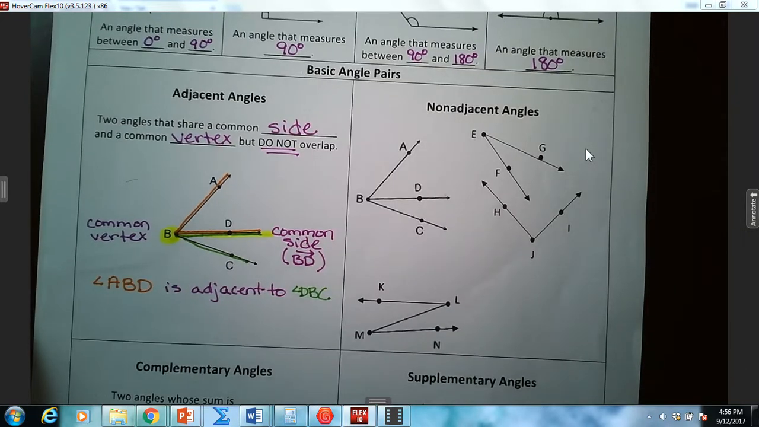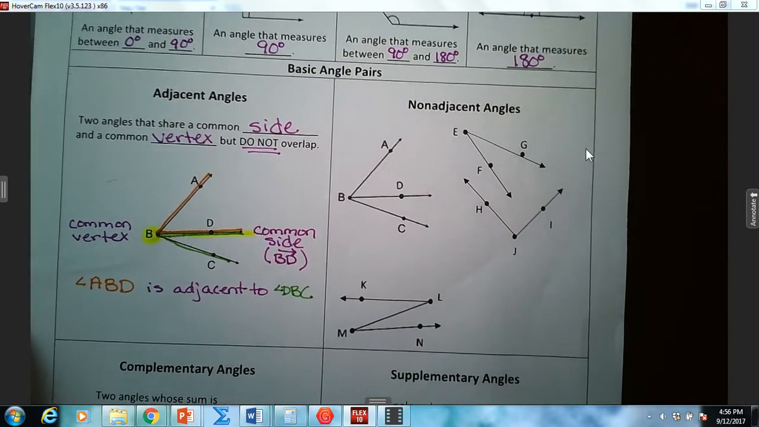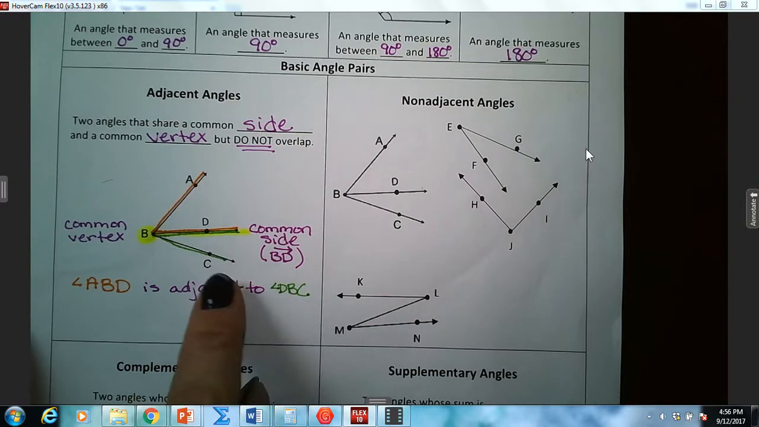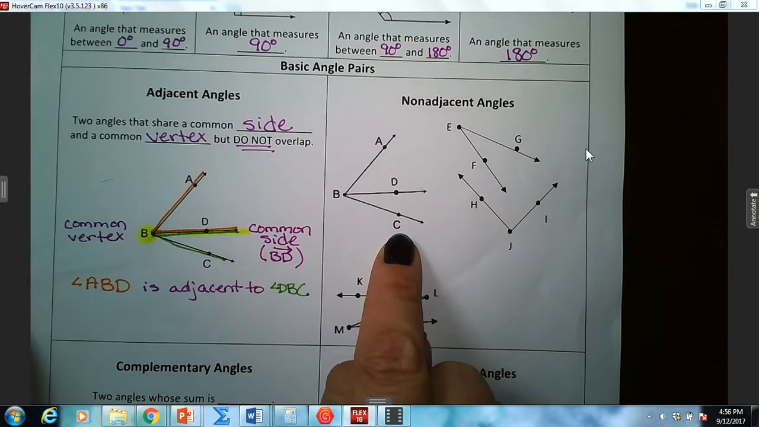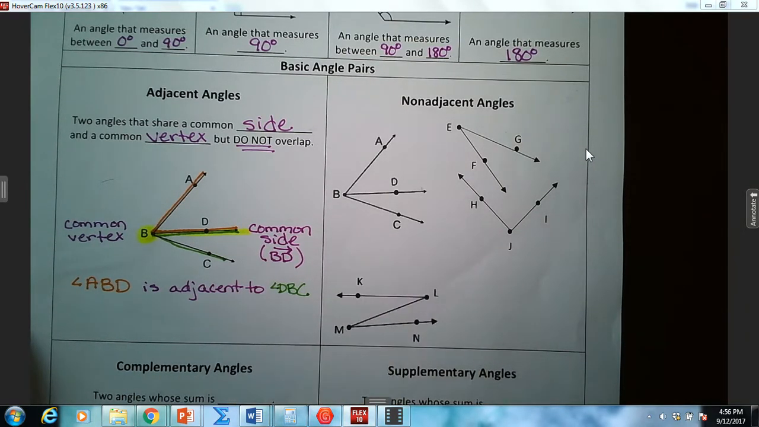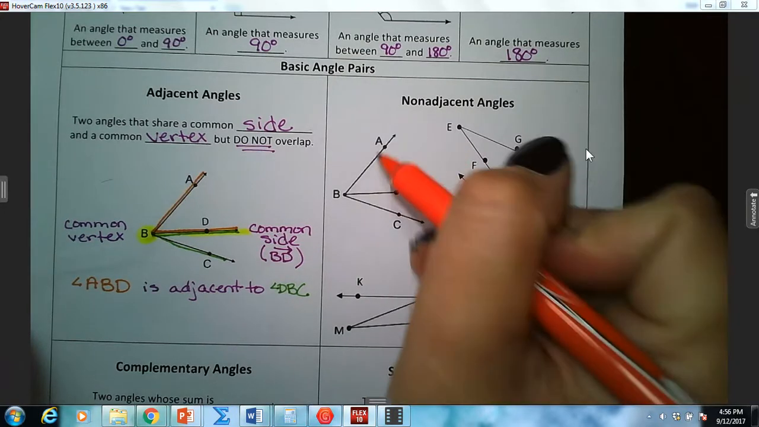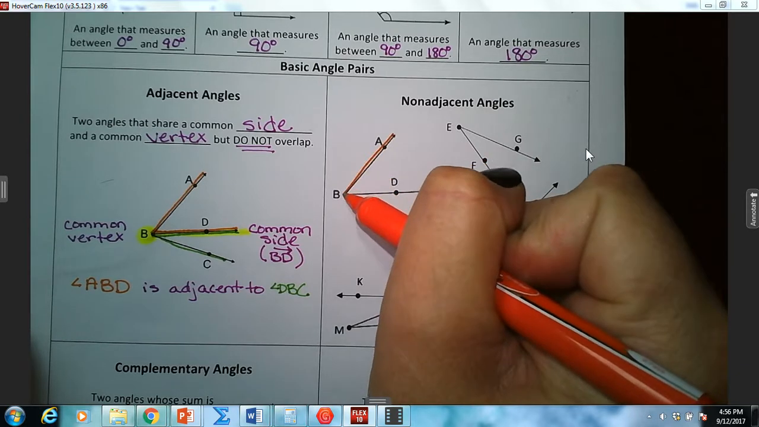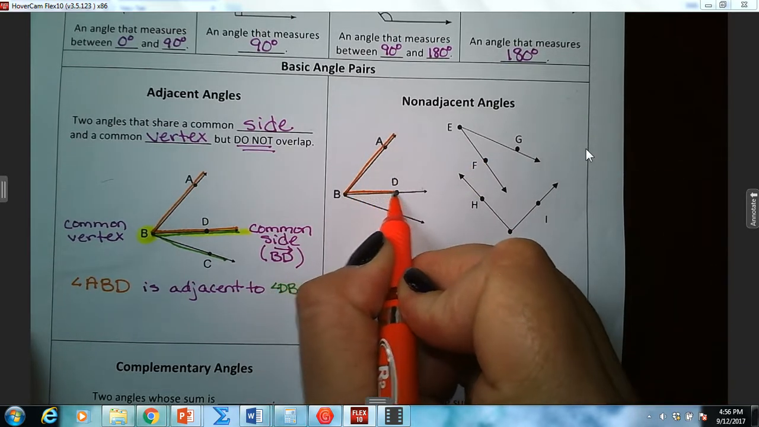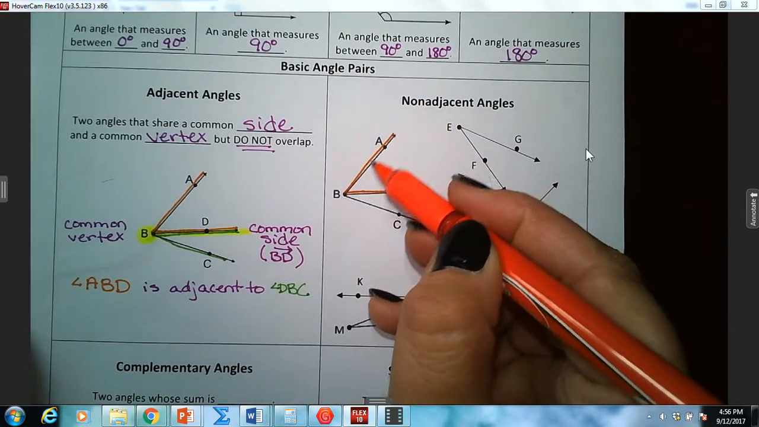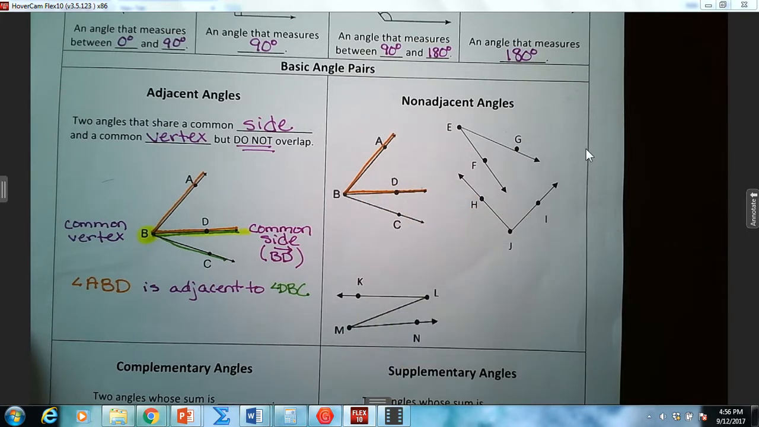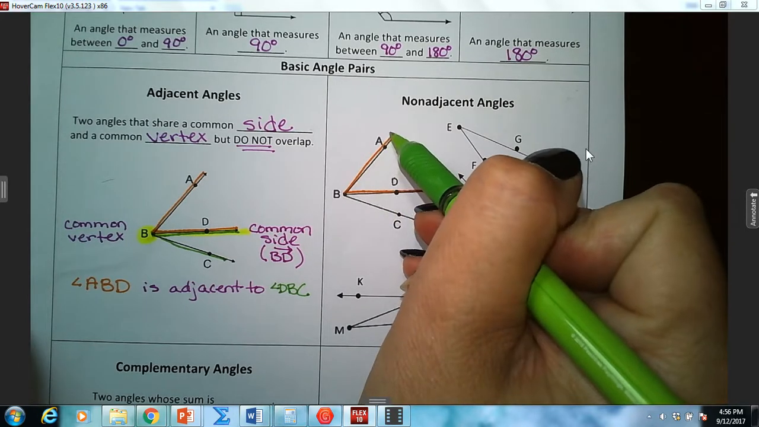All right, let's look at a few examples of non-adjacent angles. I've taken the exact same picture and I've brought it over here because I wanted to show you how you could have the same setup but really be looking at non-adjacent angles. Let's start with angle ABD again, sort of that top angle. Remember, A to B to D. And let's compare it to the largest angle, angle ABC.